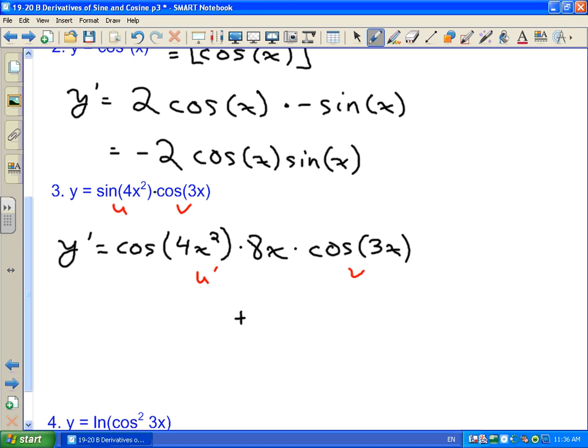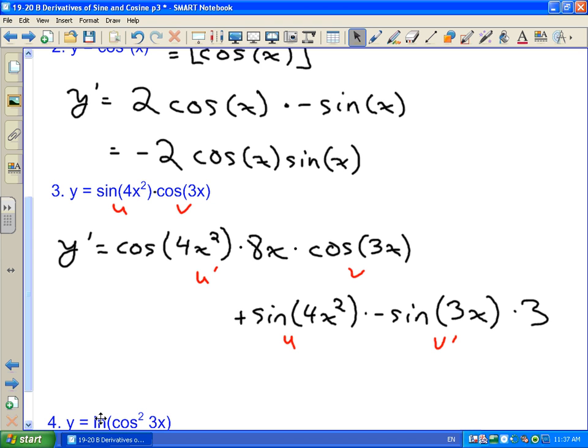To this, we're going to have to add our u, which is sine 4x squared, our original u, times the derivative of that v function. So what is the derivative of cos 3x going to be? Well, let's see. Derivative of cosine is going to be negative sine. Keep the argument the same, so it's negative sine 3x, and then multiply by the derivative of what's inside the brackets, times 3. And that's v prime.